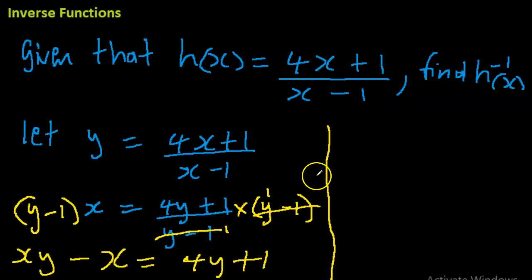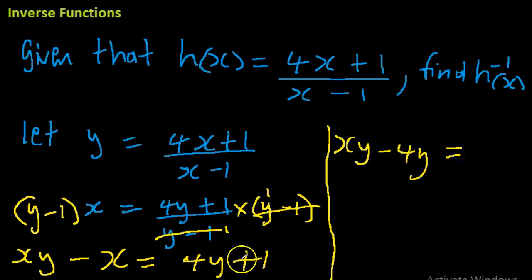Now remember we're solving for y. So we need to group all the y terms. So here on the left hand side, we have xy. I'm going to group it with this 4y, so I have minus 4y. And over here, the negative x becomes positive x, and the positive 1 remains positive 1.